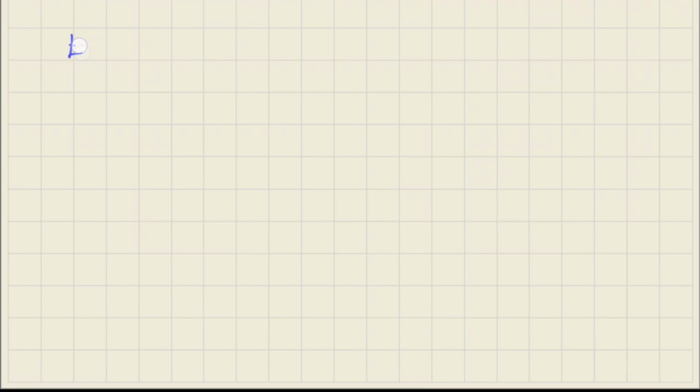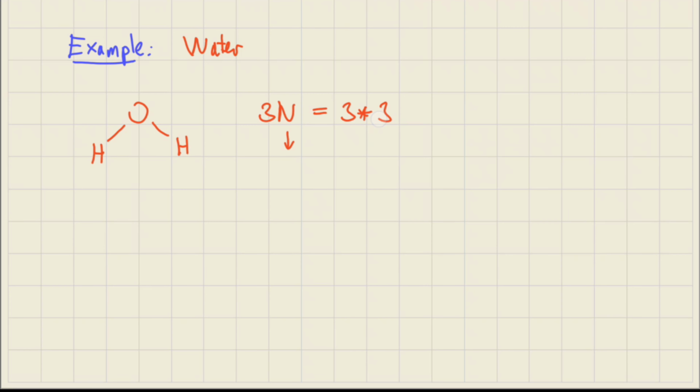I can make an example to explain the concept, and the example can be a water molecule. As you know, water has a bent structure. We have oxygen in the center. We have 2 hydrogen atoms attached to the oxygen atom. So total degrees of freedom for this molecule is 3n. And n here is 3 atoms. Therefore, we should write 3 for n. And at the end, we have 9 total degrees of freedom.